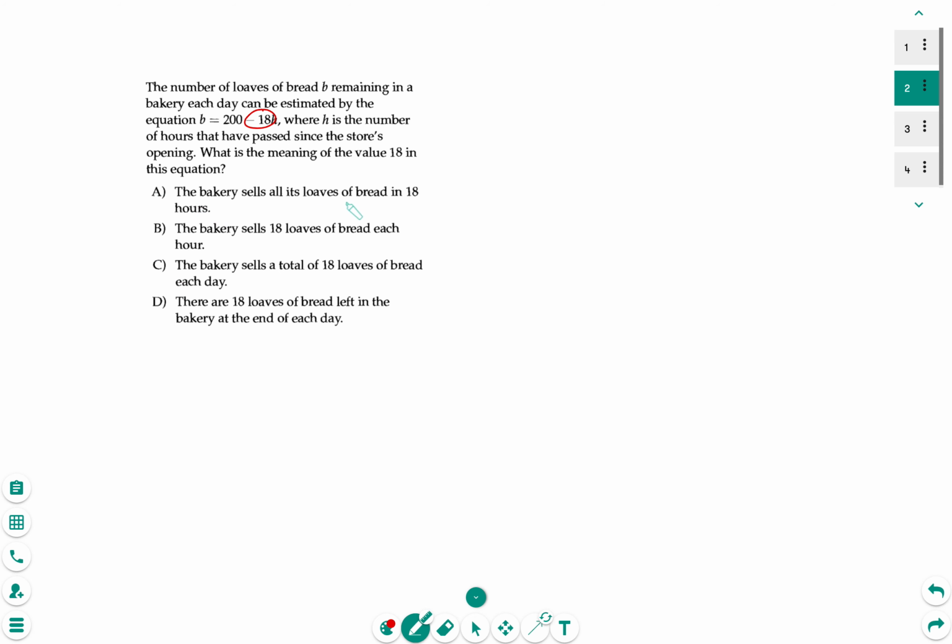The bakery sells all its loaves of bread in 18 hours. That's not what that's saying. The bakery sells 18 loaves of bread each hour. Each hour, we decrease by 18 loaves of bread. So my answer has to be B.